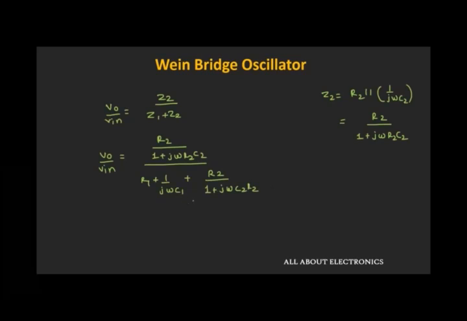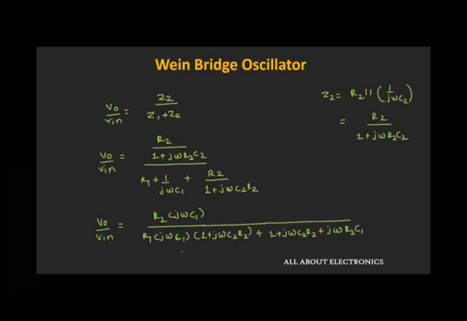So if we simplify this expression, then we can write Vout by Vin as equal to R2 times j omega C1 divided by R1 times j omega C1 multiplied by 1 plus j omega C2 into R2, plus 1 plus j omega C2 times R2, plus j omega R2 times C1.